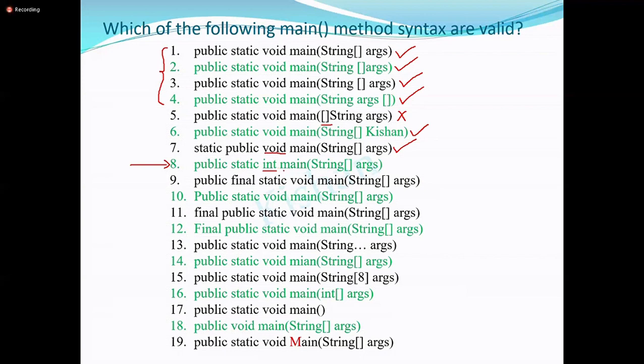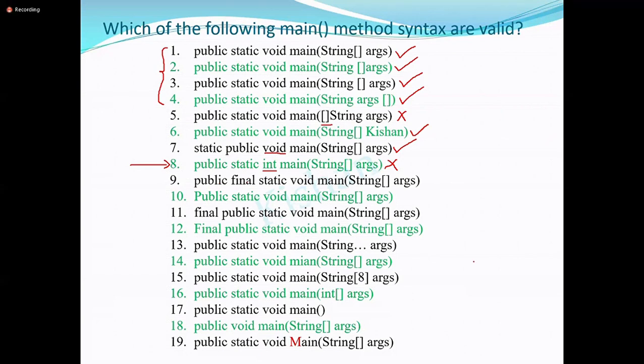Guys, if you are writing a return type for the main method, the compiler will be considering this main method as a normal method, like how we write method 1, method 2, method 3. The compiler will be considering this main method also as a normal method. It is not a valid main method. Are you getting me, guys? It is not a valid main method.